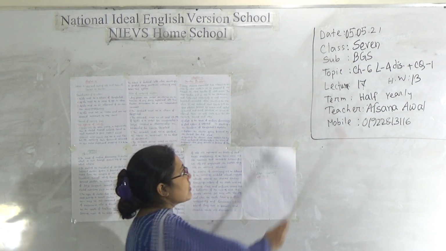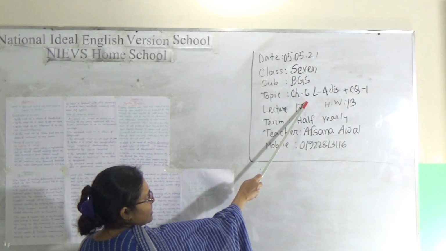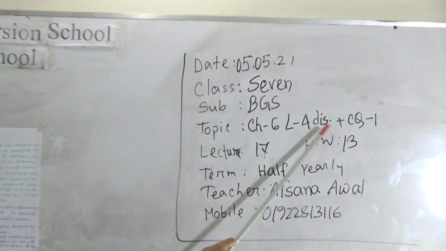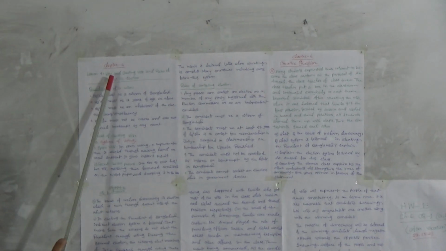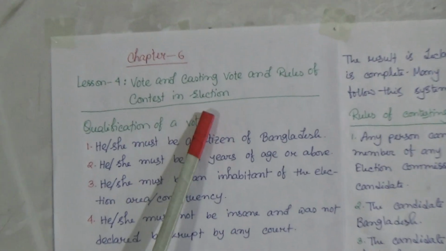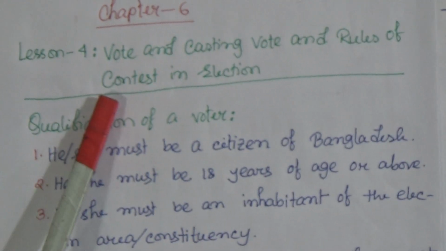Students, today's topic is Chapter 6, Lesson 4 discussion and CQ-1. So let's start our class. This is Chapter 6. Today we will discuss Lesson 4: Vote and casting vote and rules of contest in election. This is the lesson's title.